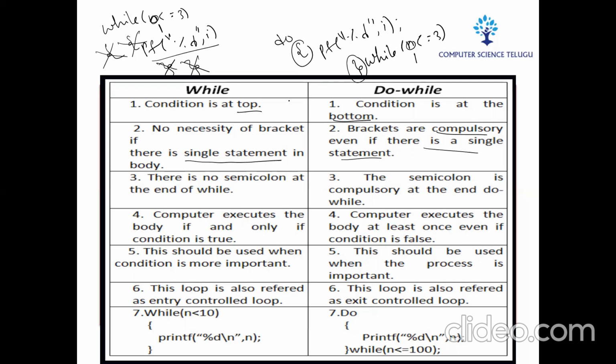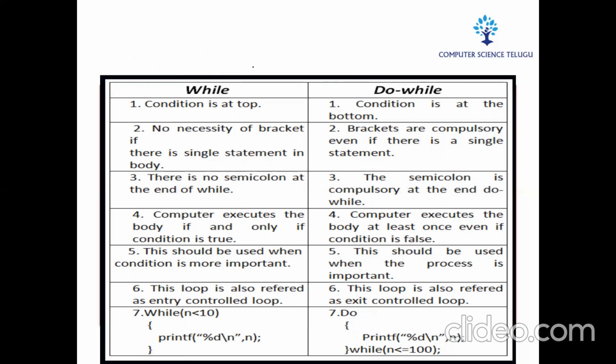So remember, the important thing is that brackets are not required in a while loop when there is a single statement, but in do while we must mention the brackets even for a single statement. Remember that. Single statement means only one statement. Next, there is no semicolon at the end of a while loop. Yes, in while loop there is no semicolon. Next, the semicolon is compulsory at the end of the do while.